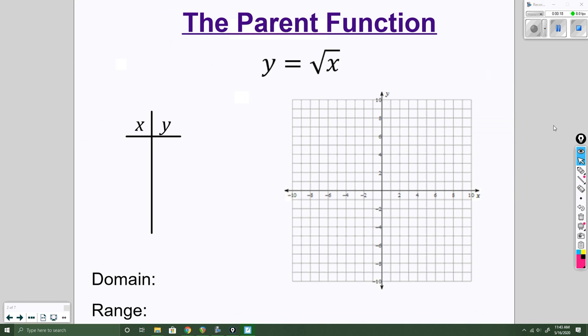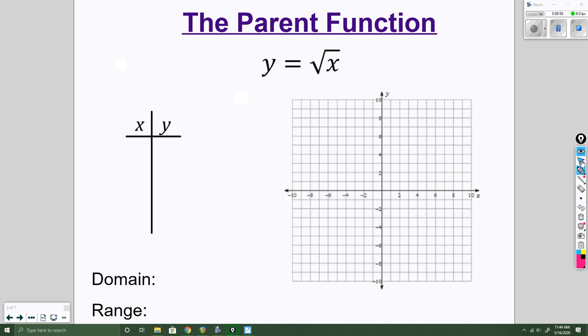Alright, first let's talk about the parent function. Every single time we encounter a new type of function to graph, we always want to look at what the parent function looks like and then make modifications and see the changes between the equation of the parent function and this new equation, and also its graph as well. So usually when we talk about a new parent function, we use some input values and experiment and see what those output values are, and then see what the function looks like.